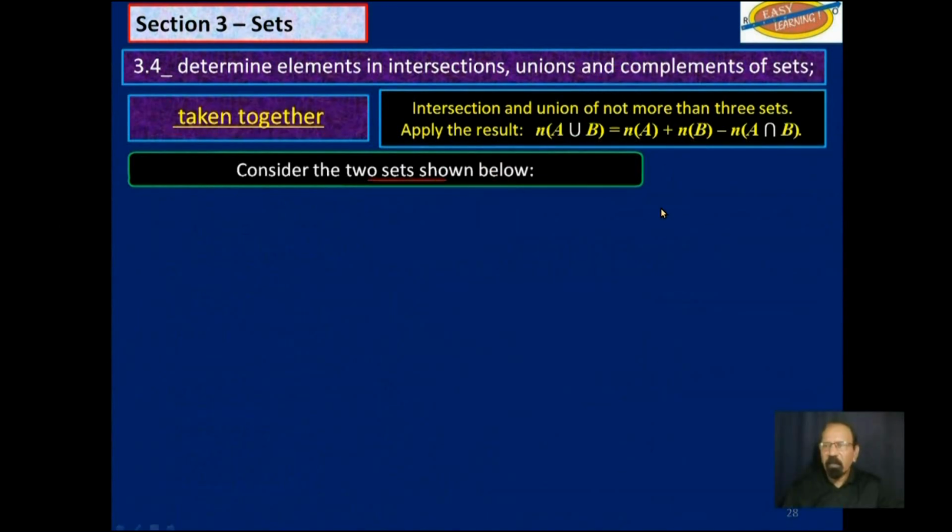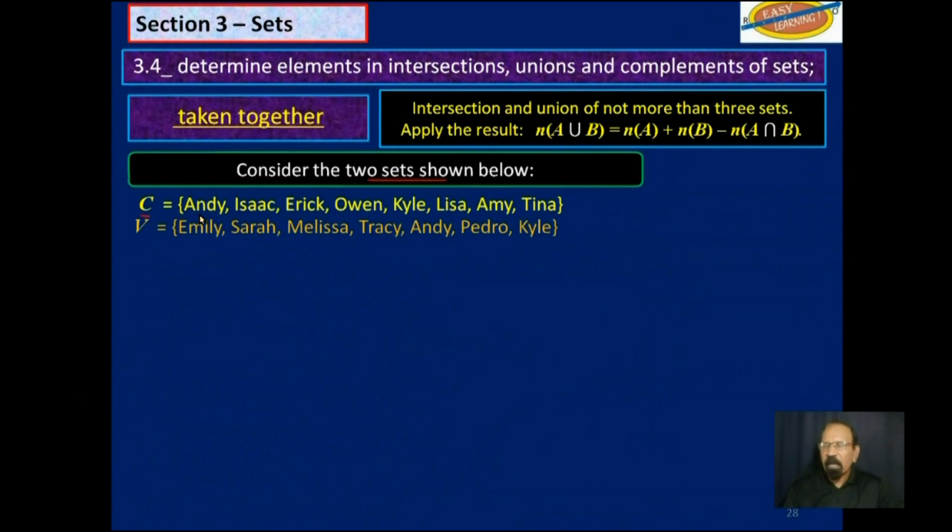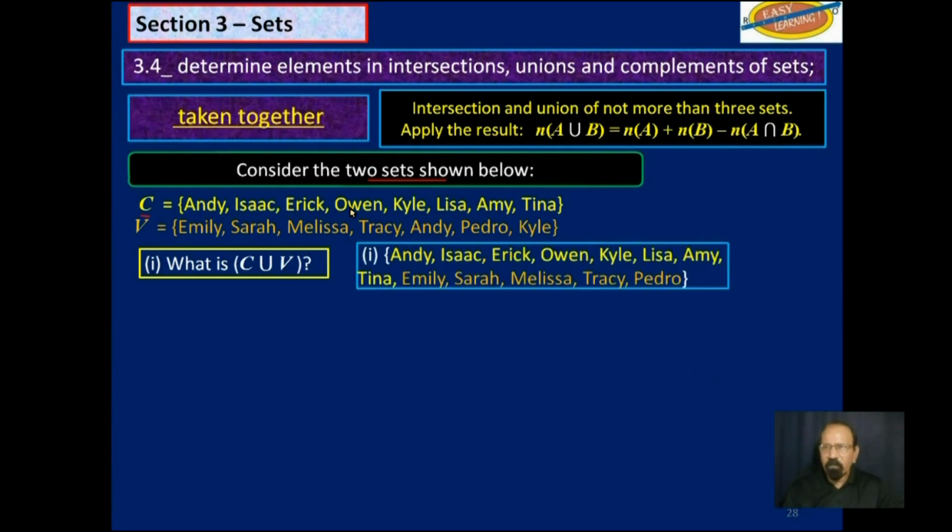Let's consider another example. C is made up of the elements Andy, Isaac, and so on. V, these elements. What is C union V? Well, we could list all those persons there once. What is the number of C union V, or the cardinality of C union V? We could count this here. We could count this here. And we get 30.